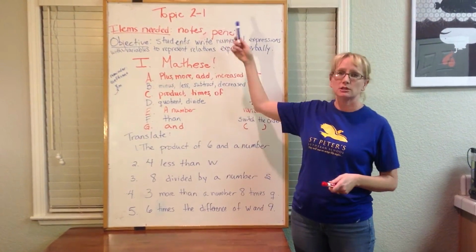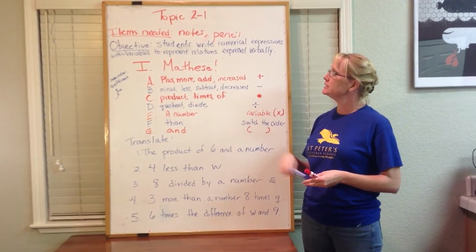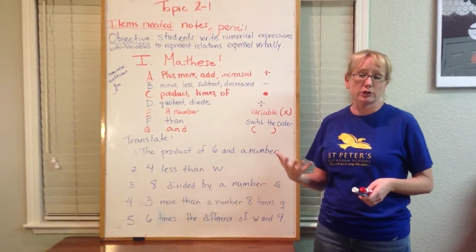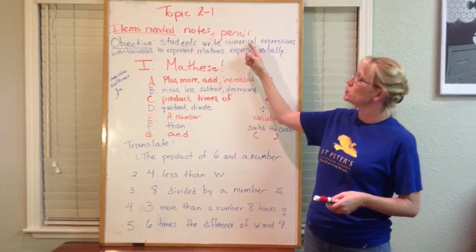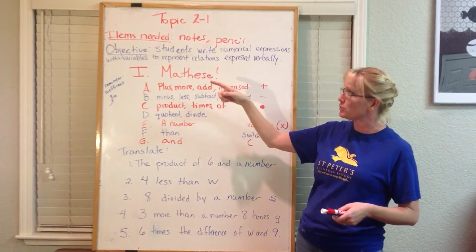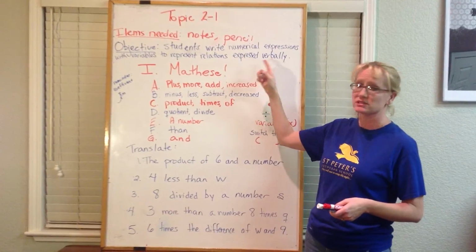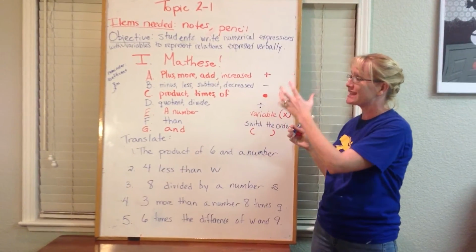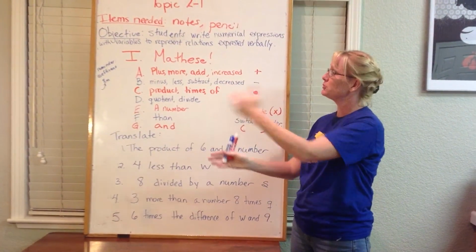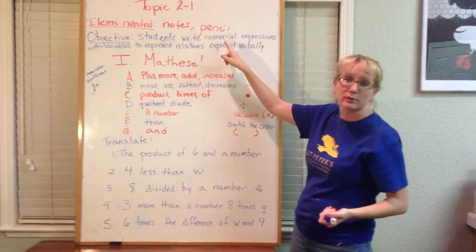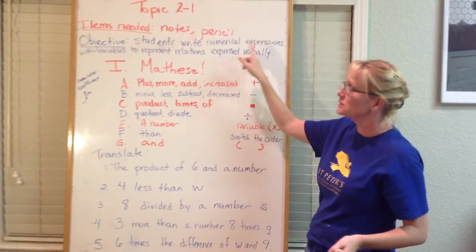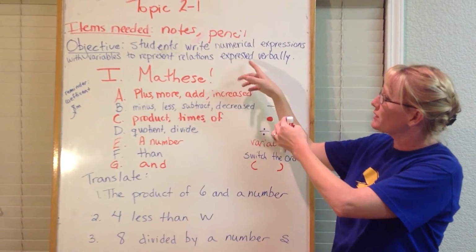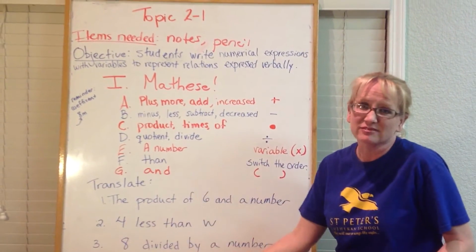Guys, so this is topic 2-1, and you're going to need your notes and your pencil. The objective, or what your goal is today, is that you will write numerical expressions with variables to represent relations expressed verbally. It's a big word. Basically that means you're going to take math sentences and turn them into problems. You're going to write numbers as expression math problems with letters that represent things expressed verbally, this stuff.